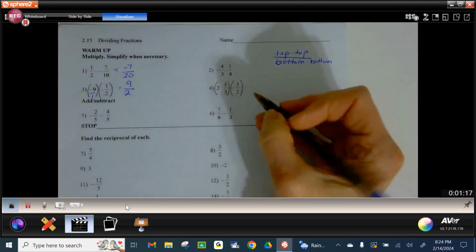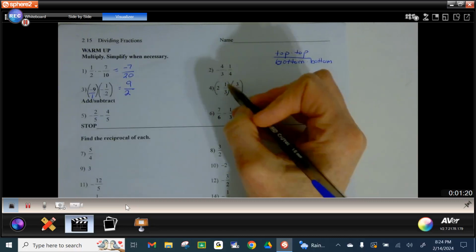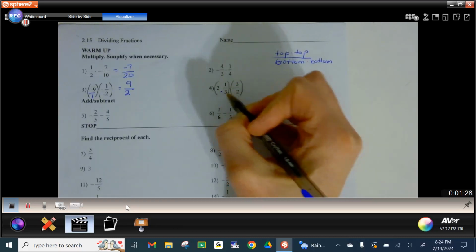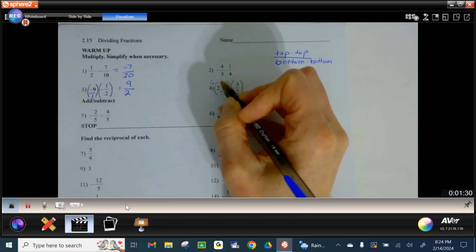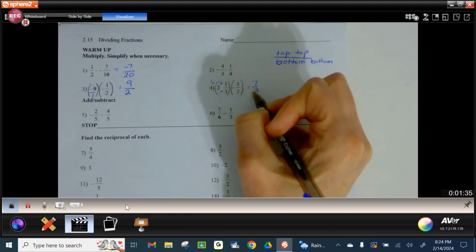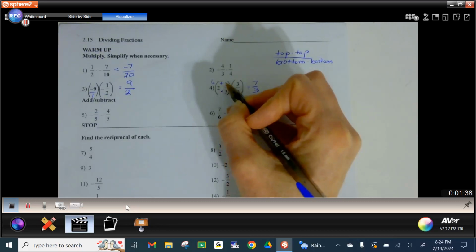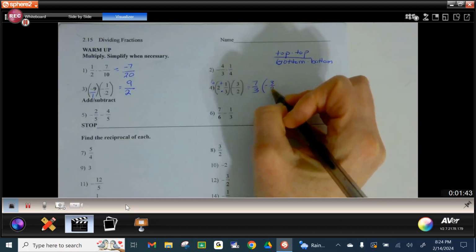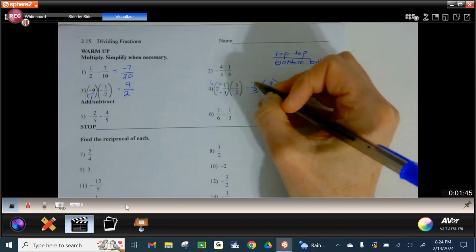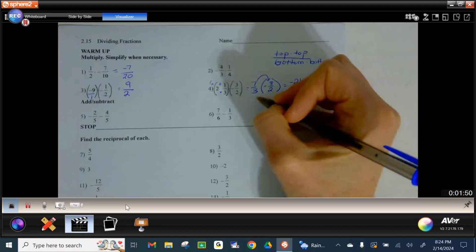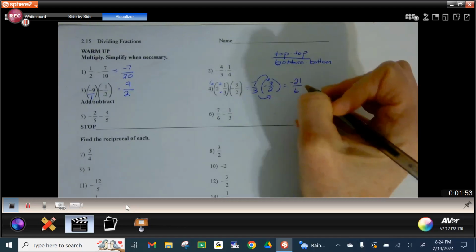And here in number 4, we have a mixed number. And so we have a top and a bottom, but we also have the whole number. So we need to switch this to make it improper. So 3 times 2 is 6. 6 plus 1 is 7. So we rewrite 2 1/3 as 7 over 3, right? 3 times 2 is 6, plus 1 is 7. That goes on top, and we have 3 parts. And we're going to multiply that by negative 3 over 2. So now we have a top and a bottom, a top and a bottom. So top times top is negative 21, and bottom times bottom is 6.